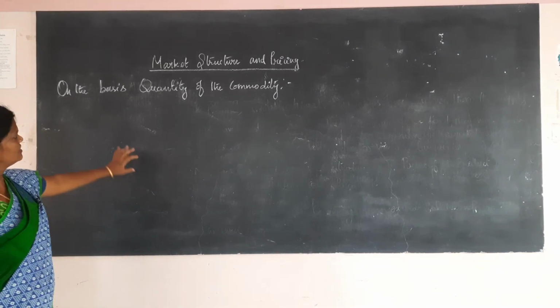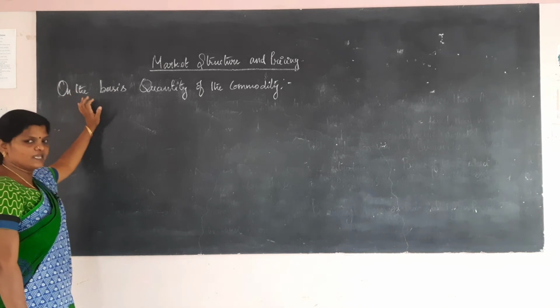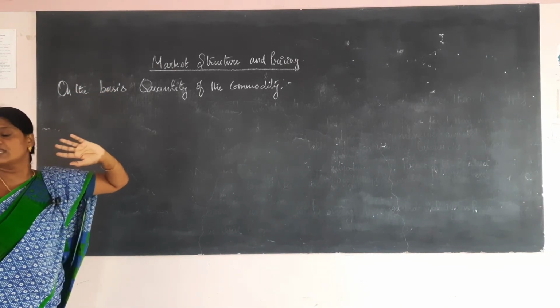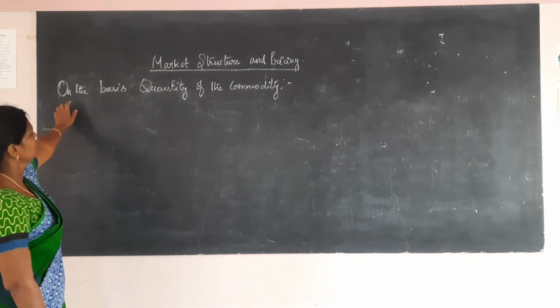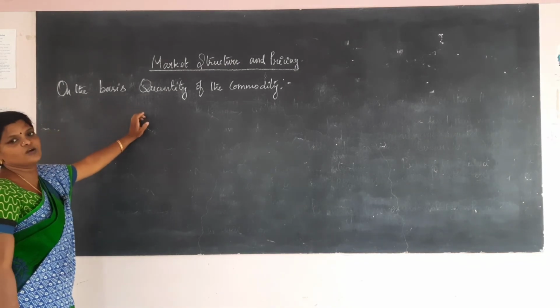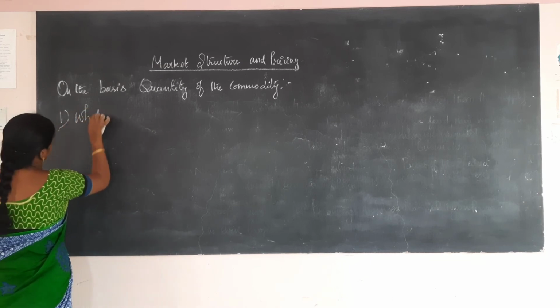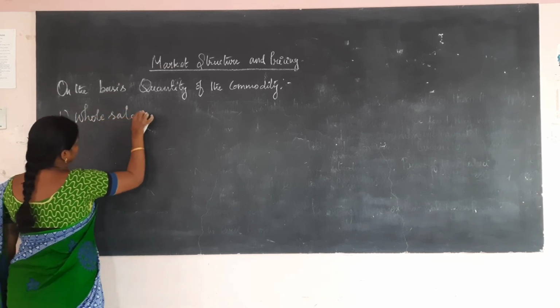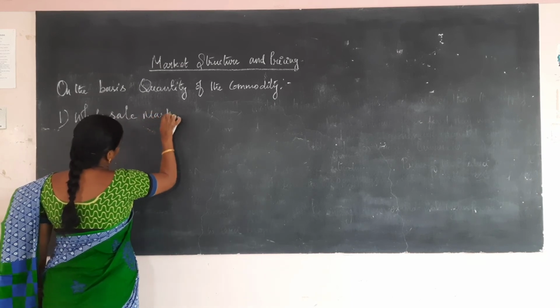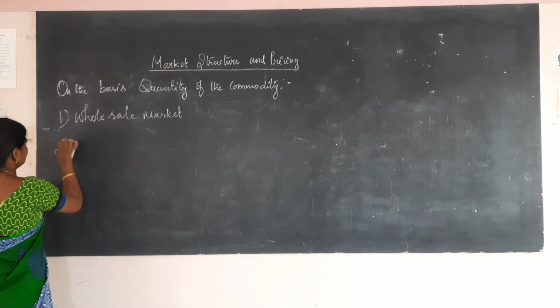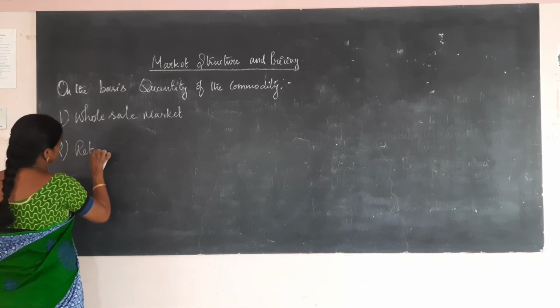First on the basis of area, second on the basis of time, and now on the basis of quantity of commodity. We can classify the market into two. First one, wholesale market or bulk market. Second one, retail market.